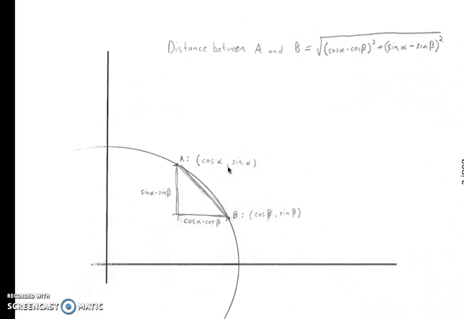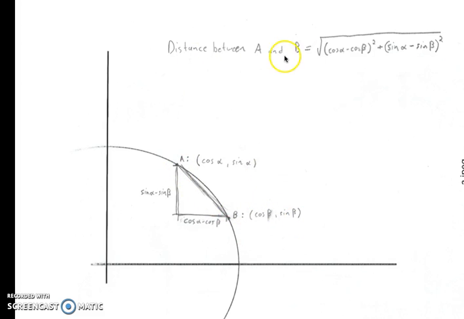If we remember, a point on the unit circle will have coordinates of cosine of the angle that it makes, comma, sine of the angle that it makes. So that's why you see here that A is at this point and B is at this point.